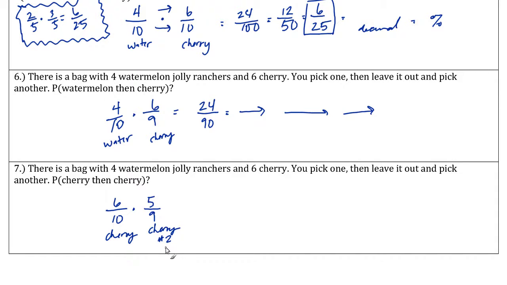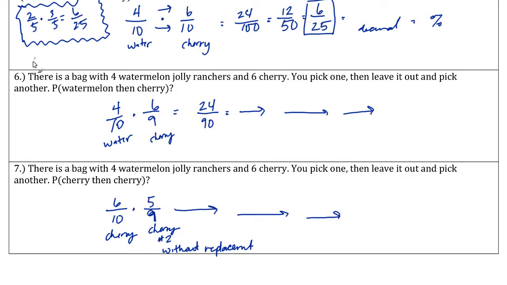So this is the probability of getting a cherry, of cherry number 2, we'll say without replacement. That's what we call it. If you don't replace something, you have less. In this case, we have 1 less cherry, and then go from here.